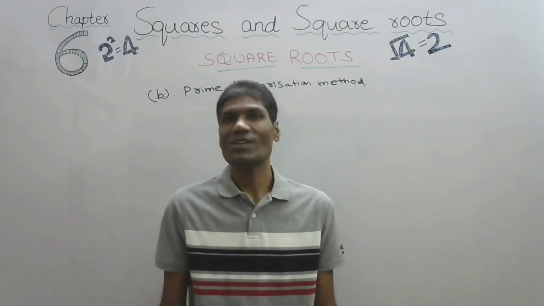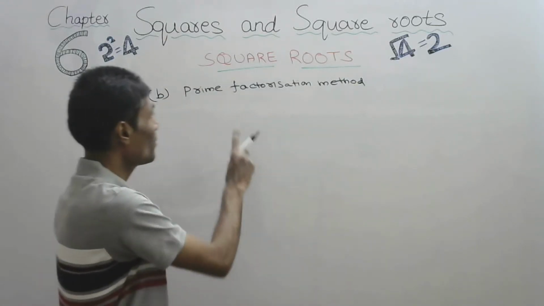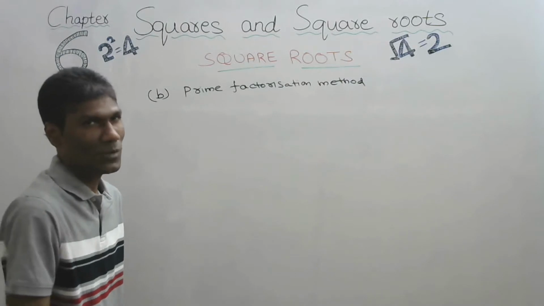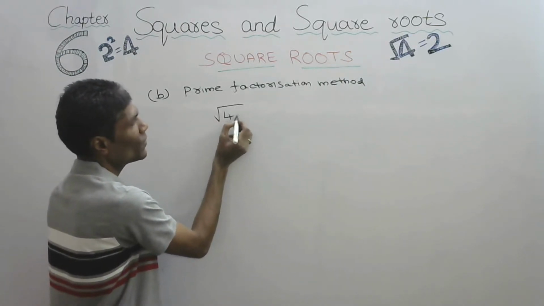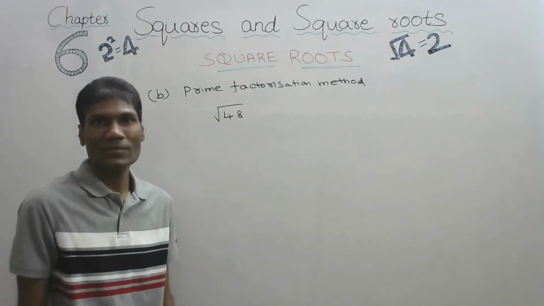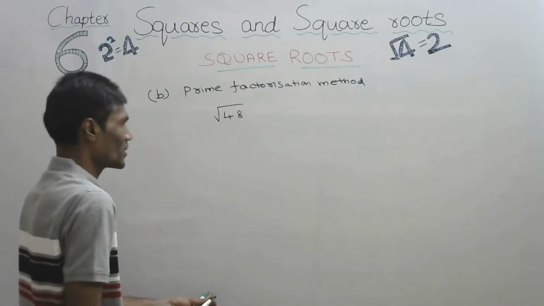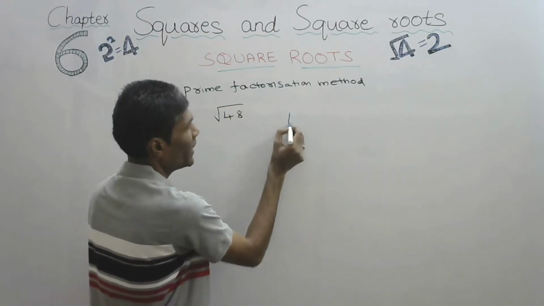Now let us see one more example with this prime factorization method, a different model. I want to find the square root of 48. Let us find it out. Say 48.